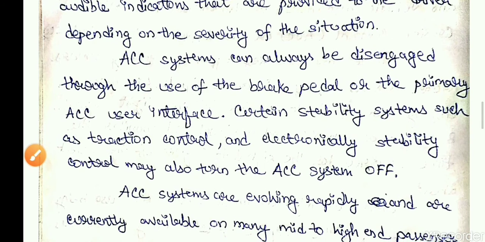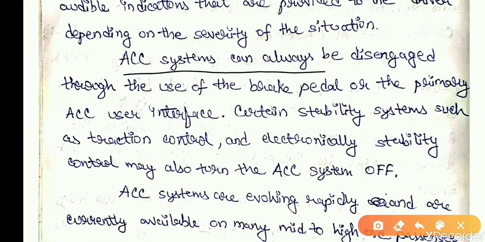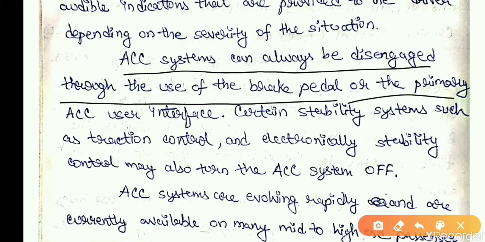Okay, and the next paragraph says that ACC, that means adaptive cruise control systems, can always be disengaged through the use of the brake pedal or the primary ACC user interface. That means you are maintaining a safe distance.